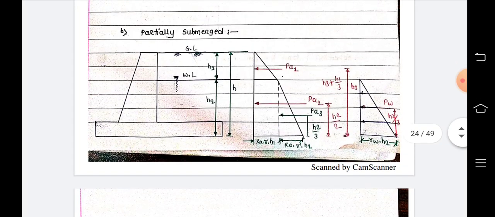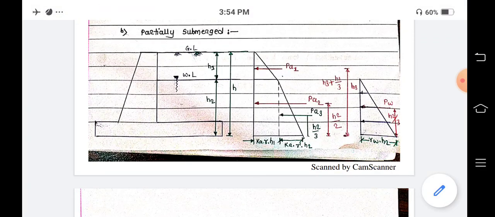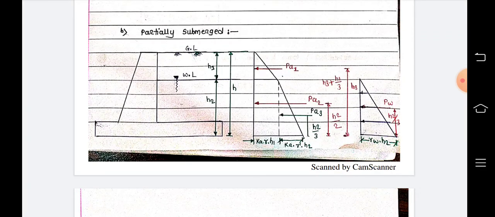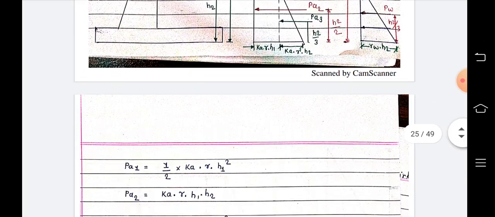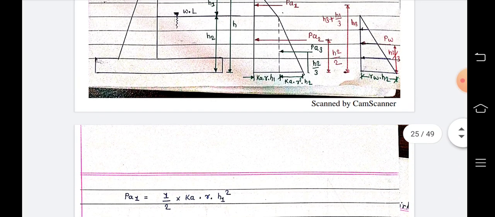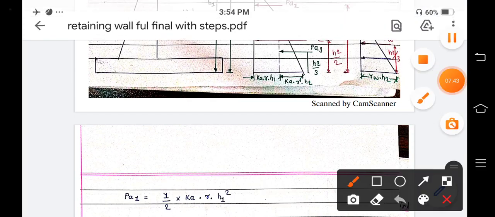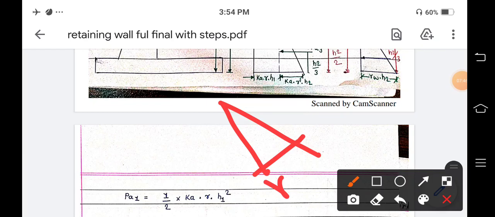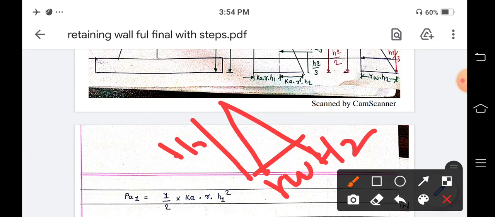Now calculate the water pressure for this lower zone. So this value is gamma W H2, acting at H2 by 3. So this value will be 1 by 2 gamma W into H2 square. Calculate the area of this small rectangle. This value is gamma W H2 and this is H2. So the area is 1 by 2 gamma W H2 into H2, that is 1 by 2 gamma W H2 square, which is acting at H2 by 3.